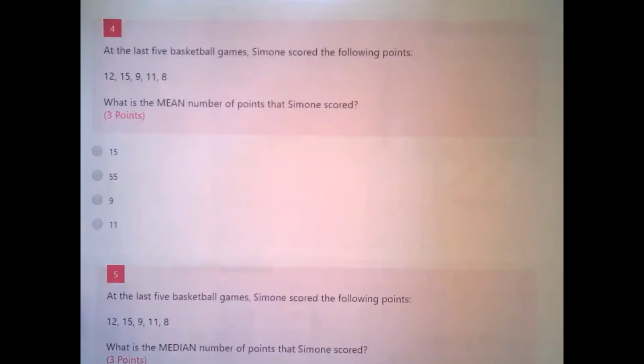We're starting with question number 4 because questions 1 and 2 ask for your names and question 3 asks what period you were in. So the first actual question of the study guide is question number 4. So let's dive right in.